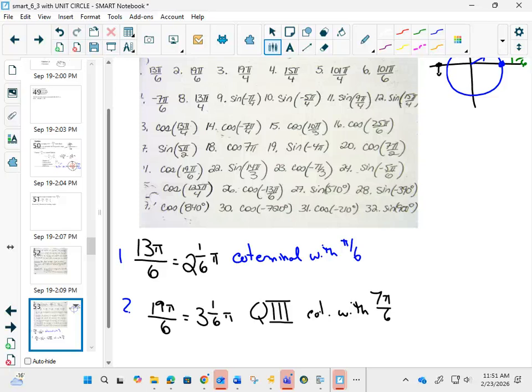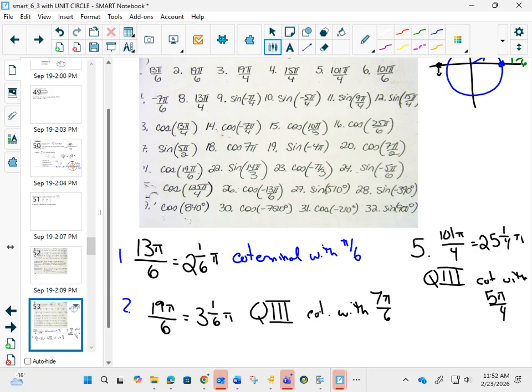Let's do number 5 next. 101 pi over 4. How many 4's go into 101? 25, and how many left? 25 times 4 is 100, so you'd have 1 left. So this is 25 and 1/4 pi. 25 would be here, right? 1/4 more would be in quadrant 3. It's going to be coterminal with, what is 1 more than our denominator? 5 pi over 4.